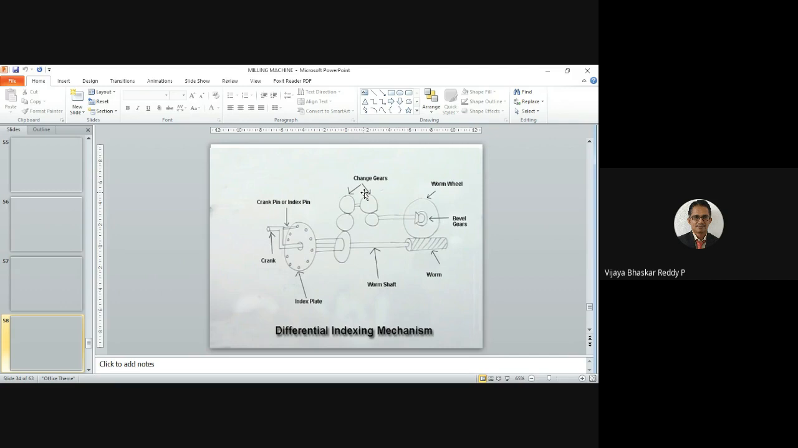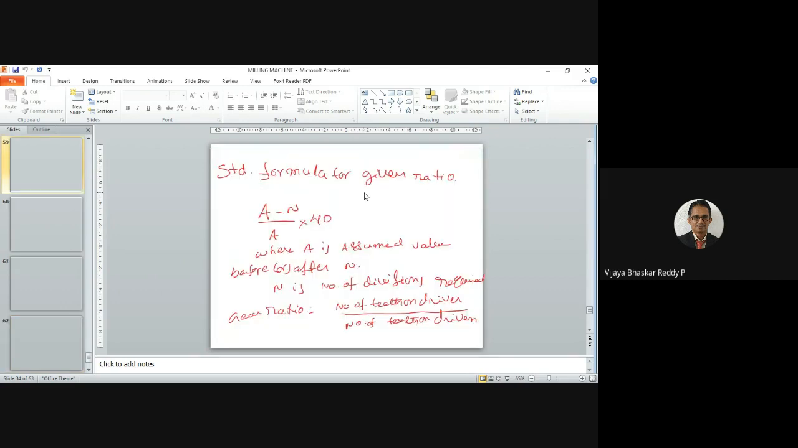There is a gear attachment, a compound gear arrangement, and as usual the remaining part is the worm wheel, which is connected to the worm shaft. As that can be rotated, the workpiece is fixed at the end of the worm wheel, and based on that the marking process will be carried out.